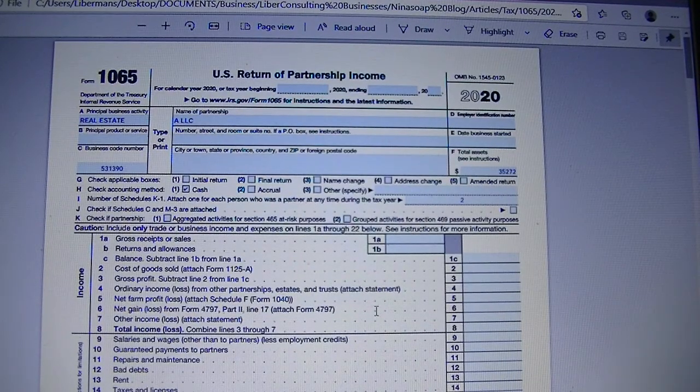Good morning. How to complete Form 1065, U.S. Return of Partnership Income. If you are an LLC or a partnership, you will complete Form 1065. So for 2020, how do you complete your business tax return Form 1065?